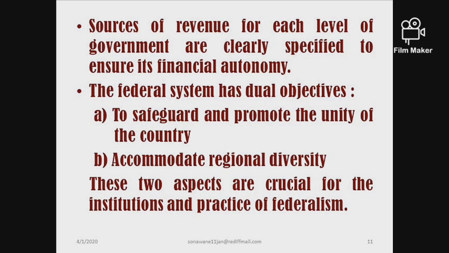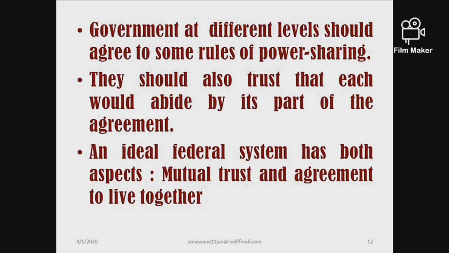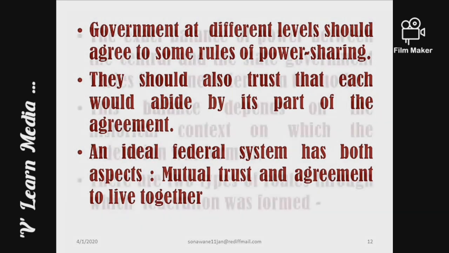7. The federal system has dual objectives. A. To safeguard and promote the unity of the country. B. To accommodate regional diversity. These 2 aspects are crucial for the institutions and practice of federalism. Governments at different levels should agree to some rules of power sharing. They should also trust that each would abide by its part of the agreement. An ideal federal system has both aspects: mutual trust and agreement to live together.